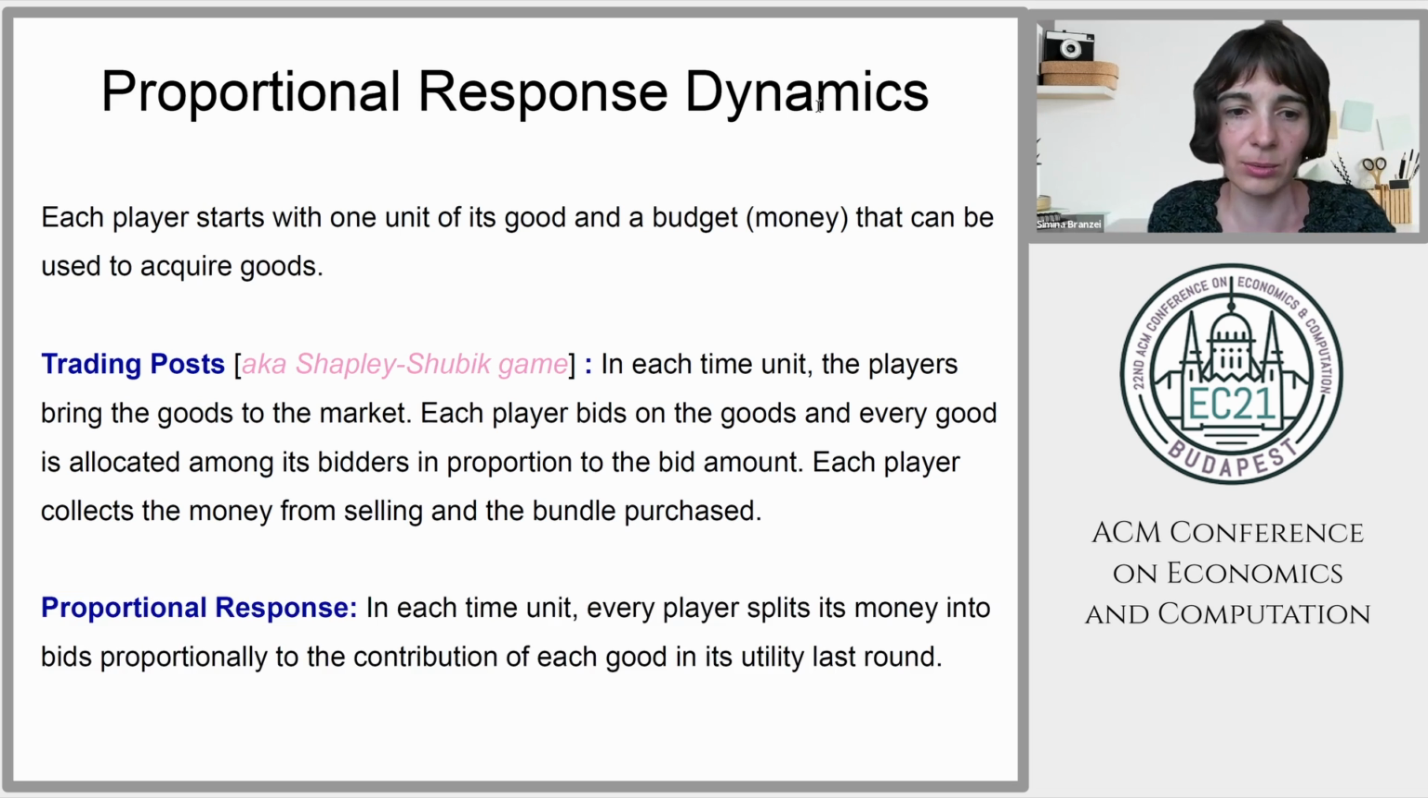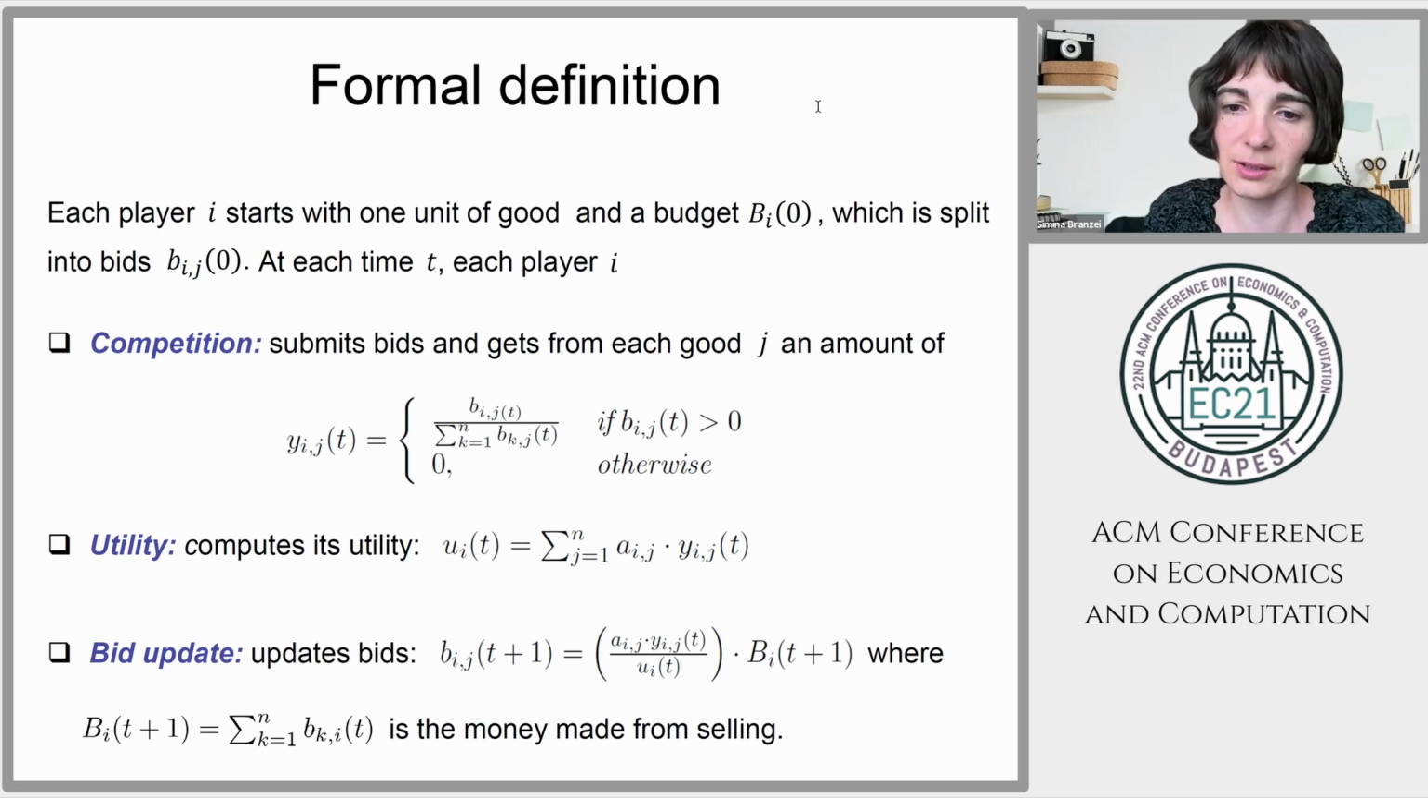We look at how the players should adjust their bids. So this is not specified so far. And here they will update their bids proportionally to the contribution of each good in their utility in the last round. So mathematically, this is the dynamical system we study. So each player i starts with 1 unit of good i and the budget b_i of 0, which it divides into bids b_ij of 0.